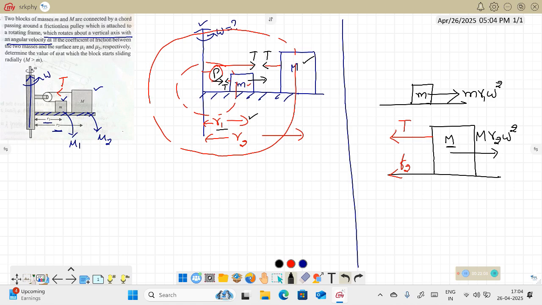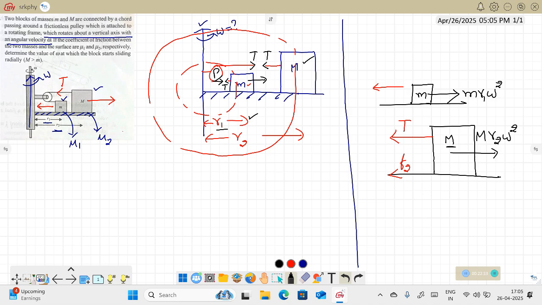If you see this diagram, because the centrifugal force experienced by capital M is more than small m, this capital M is trying to move outward. When it is trying to move outward, what happens? The small one is going to move towards the axis. Because its mass is less compared to capital M, it experiences less centrifugal force, that's why it moves towards the axis. So when it is trying to move towards this direction, what happens?